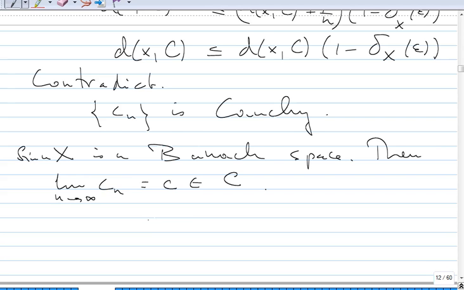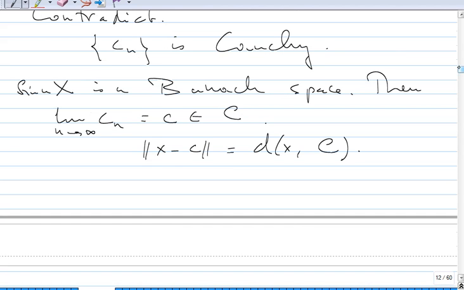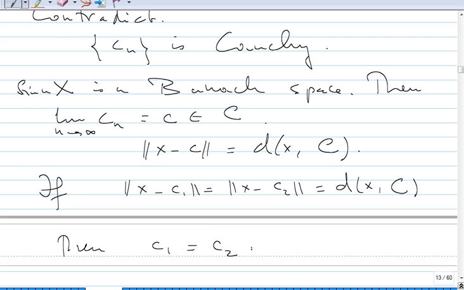And it's very easy to see that the norm of x minus C in fact is equal to the distance from x to C, so we do have a best approximant. Okay, so the same proof, it's very easy to see that you cannot have two of them. This is what we call strict convexity. And it's very easy to see that if you have the norm of x minus C1 equals the norm of x minus C2 equals the distance from x to C, then C1 is equal to C2. Assume not, and then use the uniform convexity, and you will find that C1 plus C2 over 2 is going to give you a distance from x to C that is smaller than d(x,C). So it's very, very straightforward.